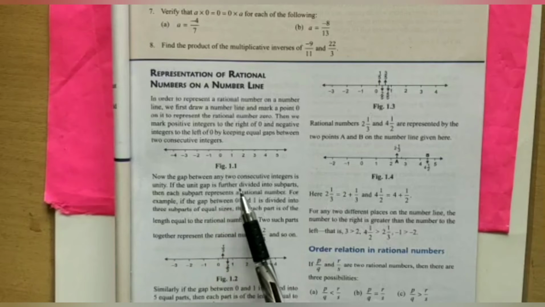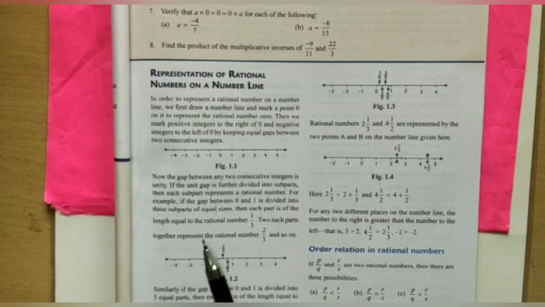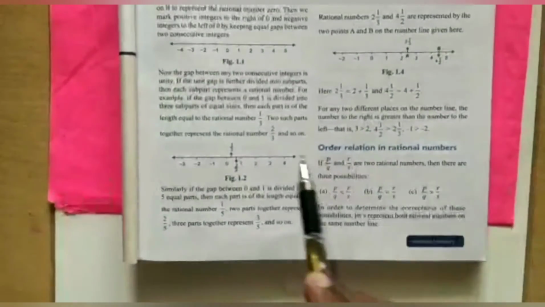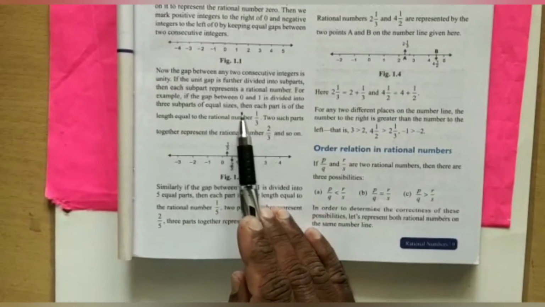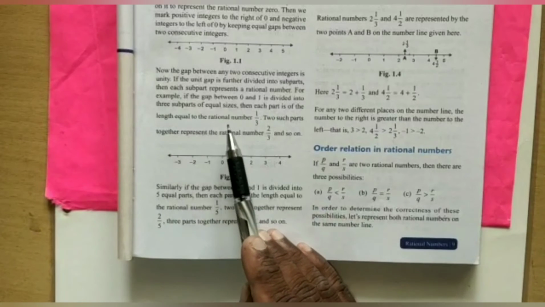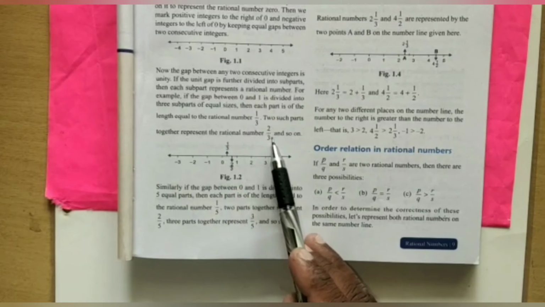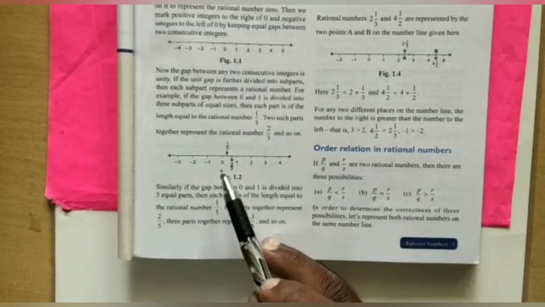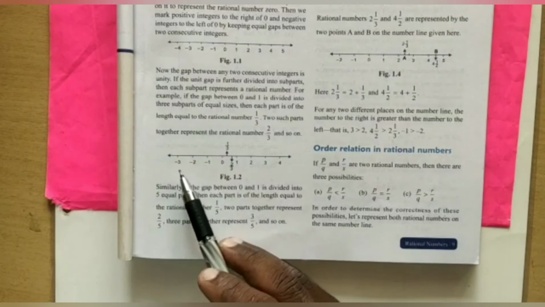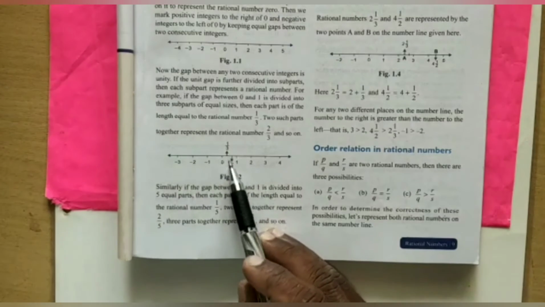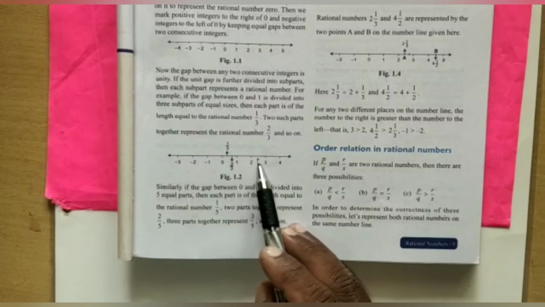If the unit gap is further divided into subparts, then each subpart represents a rational number. For example, if the gap between 0 and 1 is divided into 3 subparts of equal sizes, then each part is of length equal to the rational number 1 by 3. Two such parts together represent the rational number 2 by 3, and so on. Here we see 0 and 1, plus 2, plus 3, plus 4, and minus 1, minus 2, minus 3, minus 4. So 0 along with both positive and negative rational numbers is known as a number line.